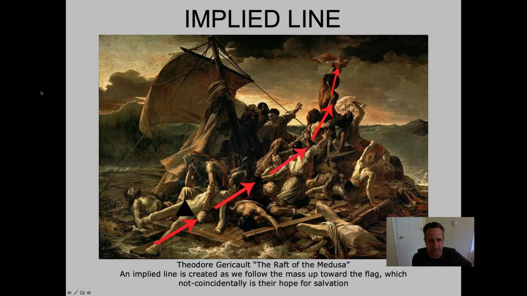And same with this piece here. We've got the Raft of the Medusa, and this is definitely a line, but you don't see the line. It's a line that your eye follows from the left lower corner of the piece up through the top right, just with a kind of a pile of human bodies. And that's like an invisible line. That's what we call implied line.